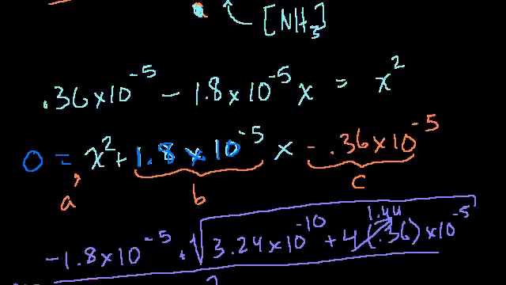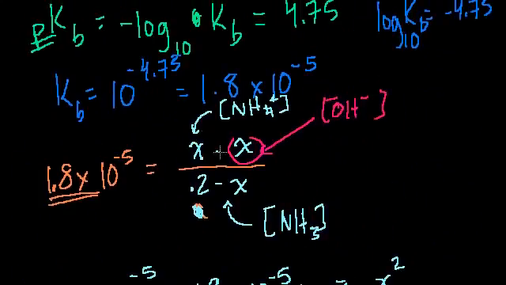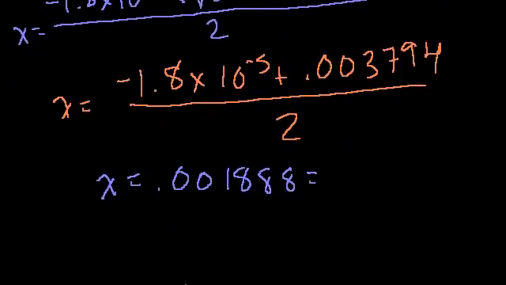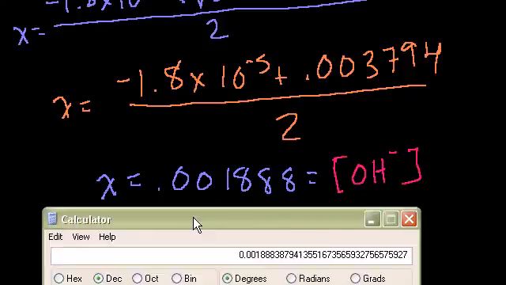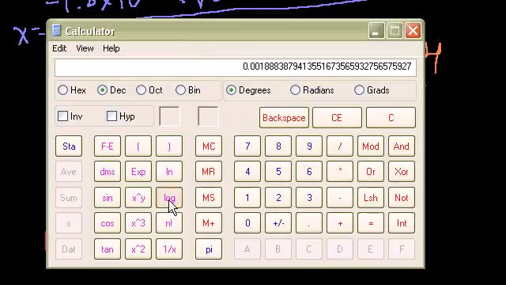But if you remember from our original equation, what was x? It's both the ammonium concentration and the hydroxide concentration. We care about the hydroxide concentration. So this is equal to my concentration of hydroxide. Now if I want to figure out my pOH, I just take the minus log of this number. So let's just take the log of it. The log is that, and then I take the minus of that, so it's 2.72.